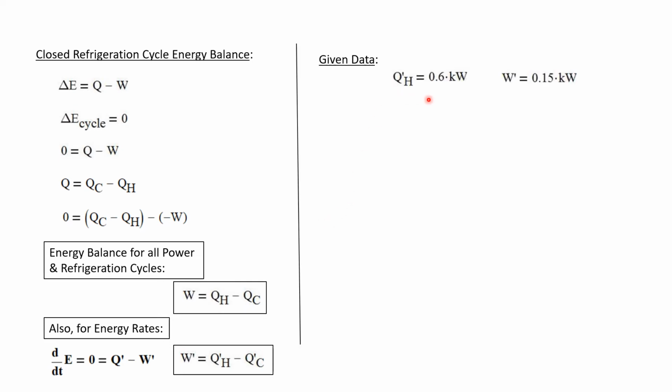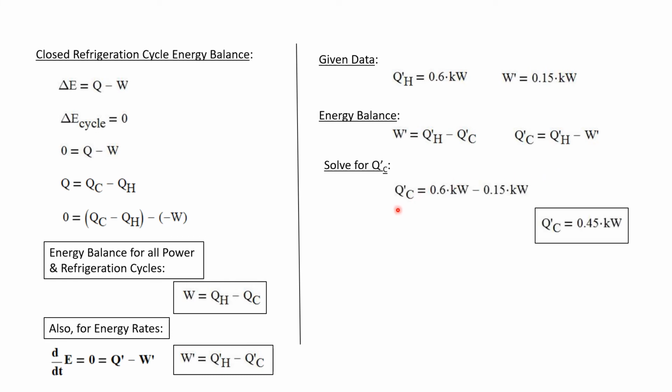Our given data is that Q dot H was 0.6 kilowatts and W dot is 0.15 kilowatts. And our energy balance says that W dot is Q dot H minus Q dot C. And we want to solve this for Q dot C because that's our unknown, the rate of cooling from the refrigerated space. So Q dot C is Q dot H minus W dot. So solving for Q dot C, we get 0.6 kilowatts, which is Q dot H, minus 0.15 kilowatts, which is W dot. We get Q dot C is 0.45 kilowatts.